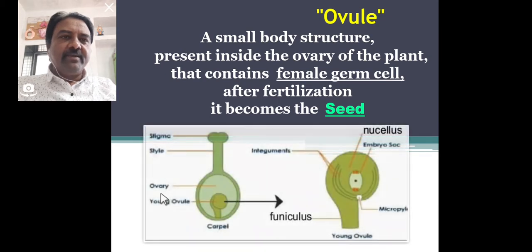Here is a diagrammatic representation of the structure. A carpel or megasporophyll consists of stigma, style and ovary. Inside the ovary we see the ovule. Such an ovule develops into the structure seen here. Now the ovule is converted into seed. It is a small body structure present inside the ovary.